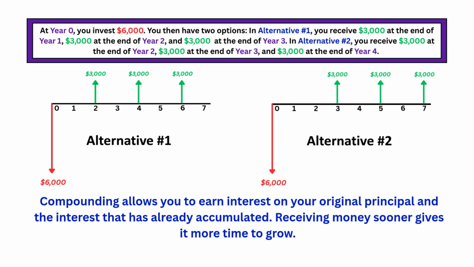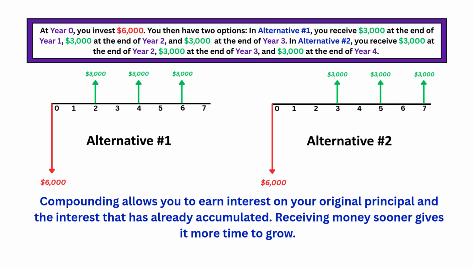Because of compounding, money received earlier has more value than money received later. Compounding means earning interest not only on your original principal, but also on the interest that is already accumulated. When you receive money sooner, it has more time to grow. When you delay receiving it, you give up a year of growth. This is one of the core principles of the time value of money, or TVOM.